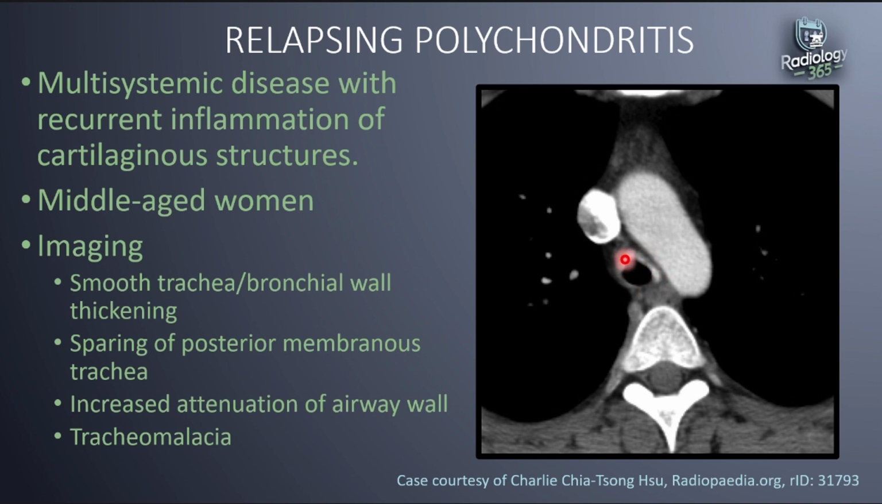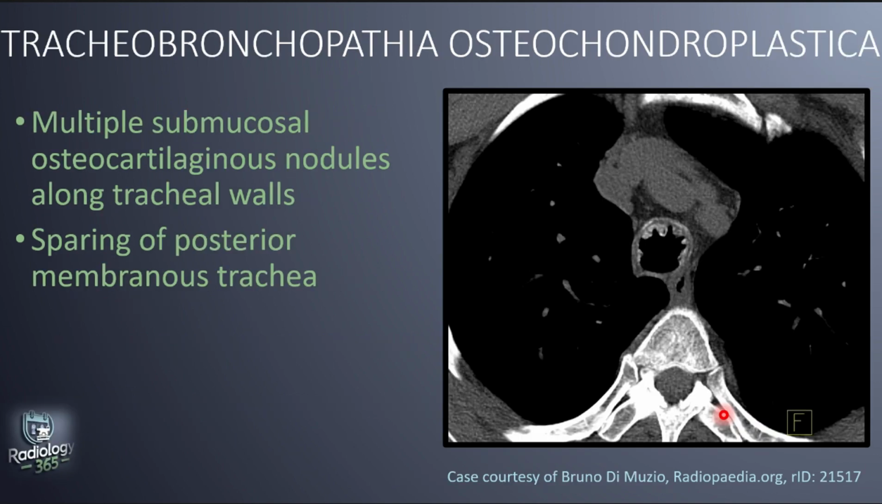We realize there's enhancement of the anterior portion, and the posterior portion is not as thickened and is not enhancing like the anterior portion. That's the sparing of the posterior tracheobronchial membrane that we're speaking about. So this was a case of relapsing polychondritis. Then we'll talk about tracheobronchopathia osteochondroplastica. That's a mouthful.